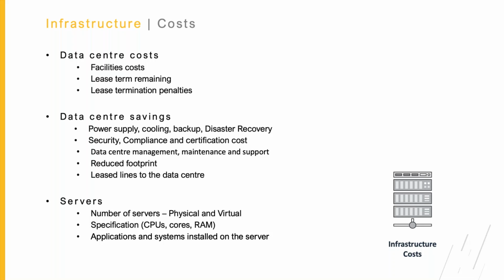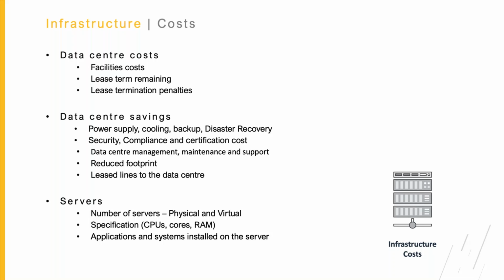Then the servers. This is where we look at the number of servers, whether they are physical or virtual, the specifications, CPU, cores, RAM, and then the applications installed on the servers. That's even before we hit your storage, your SANs, your NAS, and your network connectivity, so the peak throughput required.